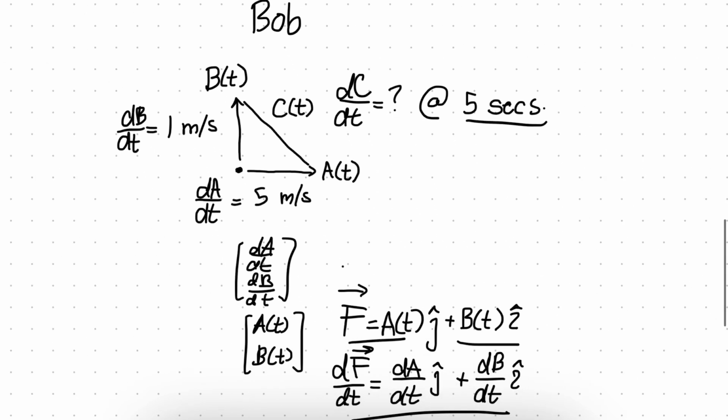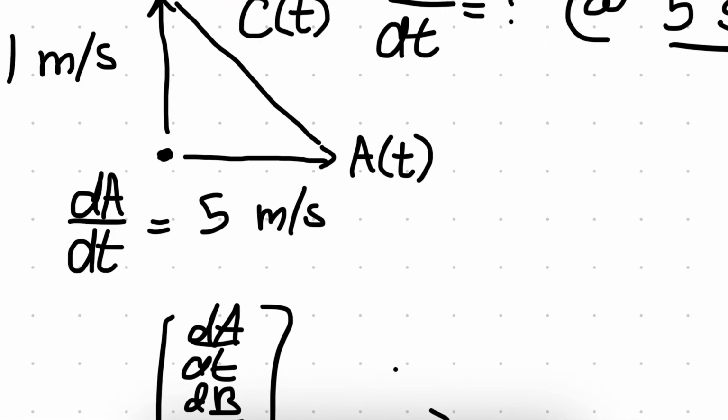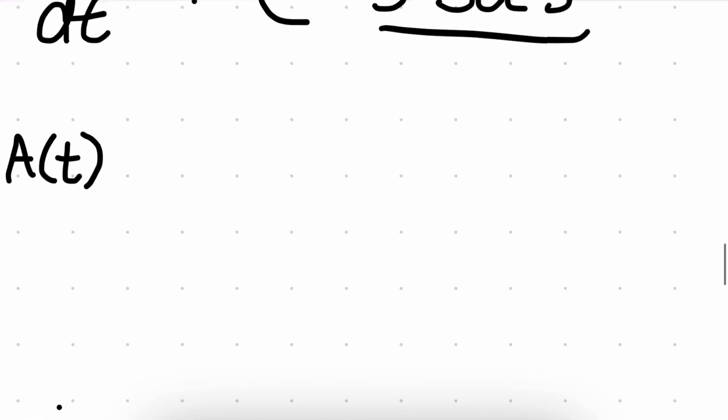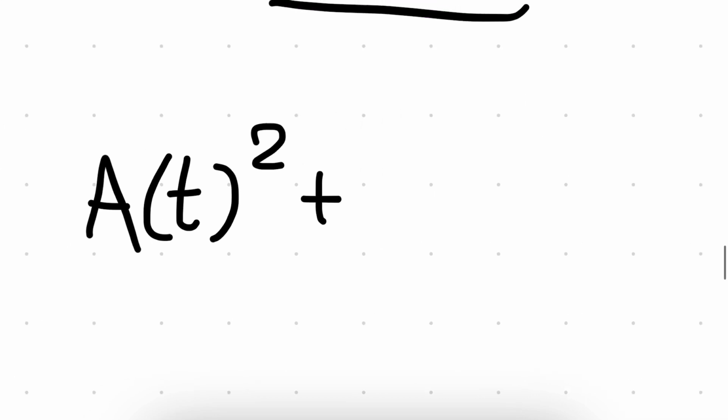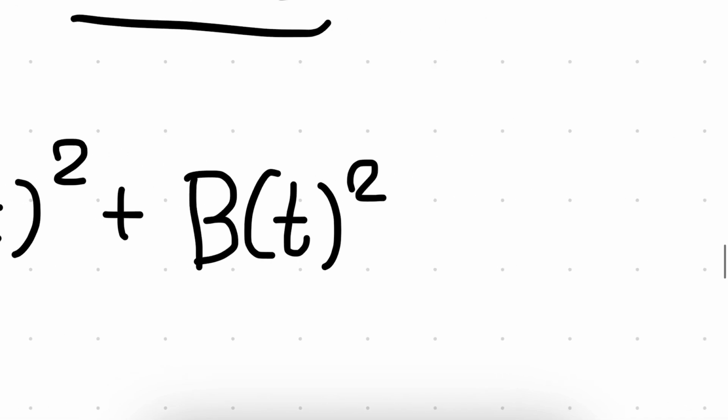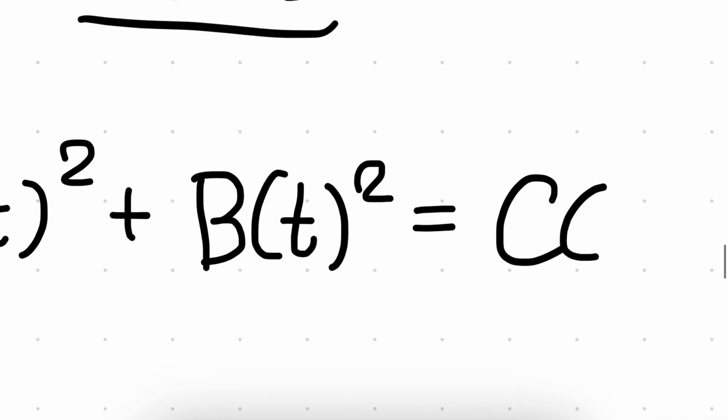If they don't separate from each other at right angles, we're going to have to consider the cosine law. But because they're separated at right angles from each other, this forms a right triangle, and we can exploit Pythagoras' theorem. So a of t squared plus b of t squared is equal to c of t squared.